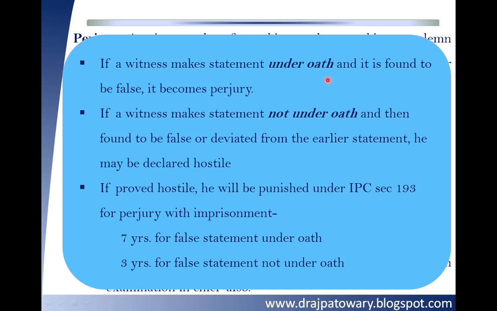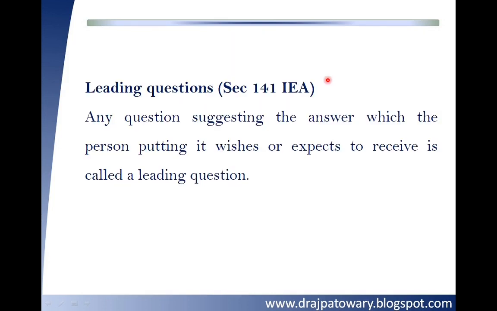Please don't confuse this. Most of the time you confuse perjury and hostile witness. Please remember, there is no separate section for hostile witness. The person will be punished under IPC section 193 for perjury. The declaration of a hostile witness is only the process, but the punishment will be under the perjury section. Now, leading questions, as I said, have already been discussed. So this court procedure is finished now.